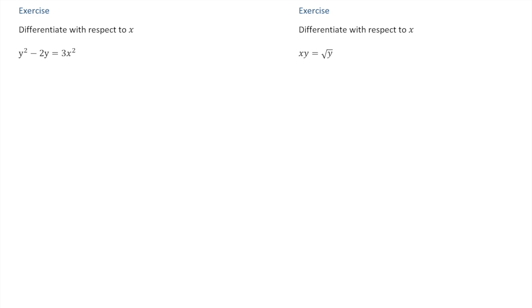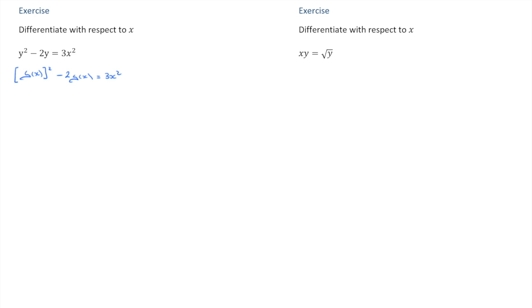Okay, now in this next example we're asked to differentiate with respect to x, y squared minus 2y equals 3x squared. And just as we did previously, the first thing we're going to do here is rewrite this expression, replacing every y by y of x. And that's just to remind us that y is a function of x. So that would look like this. That would be y of x, in parentheses squared, minus 2y of x equals 3x squared.